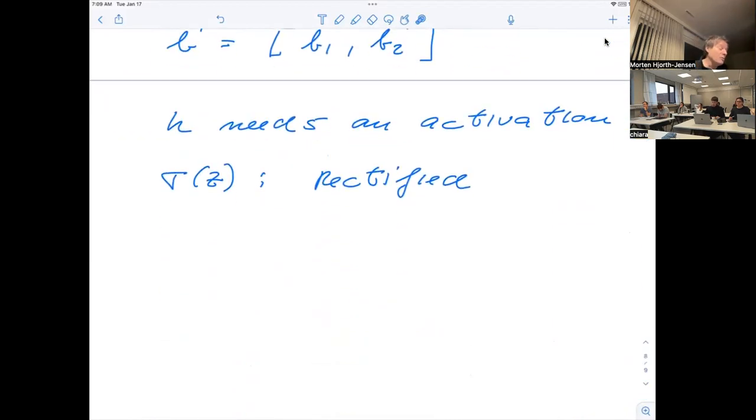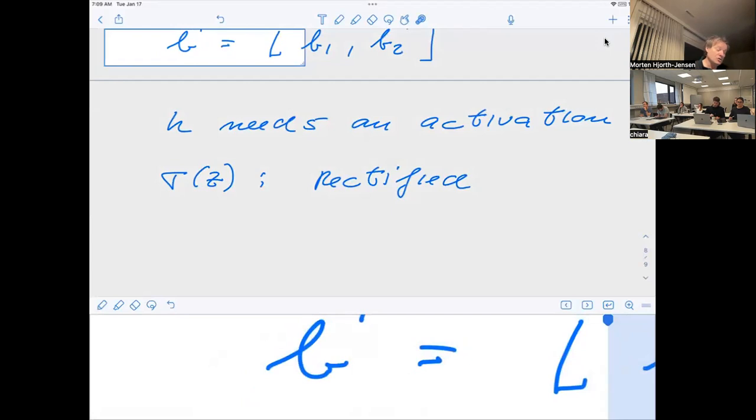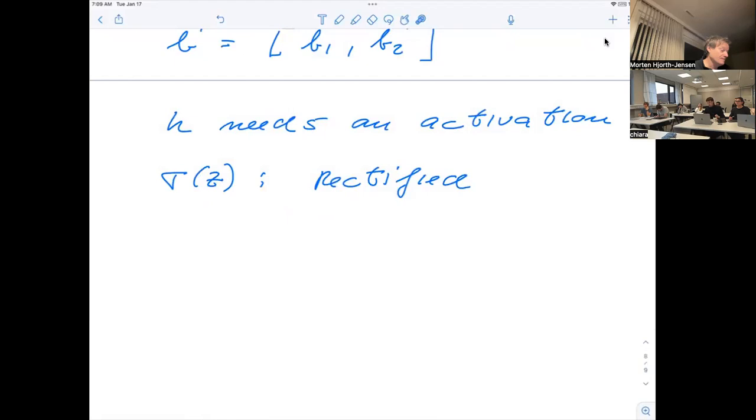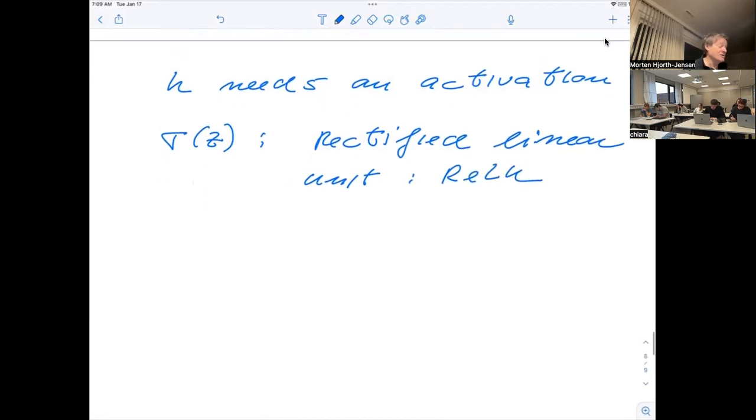So one of the more popular ones is called the rectified linear unit. Oops, sorry. This is shortened to just ReLU, and there are many variants of that. There is an exponential linear unit, there is a modified rectified linear unit, et cetera, et cetera.